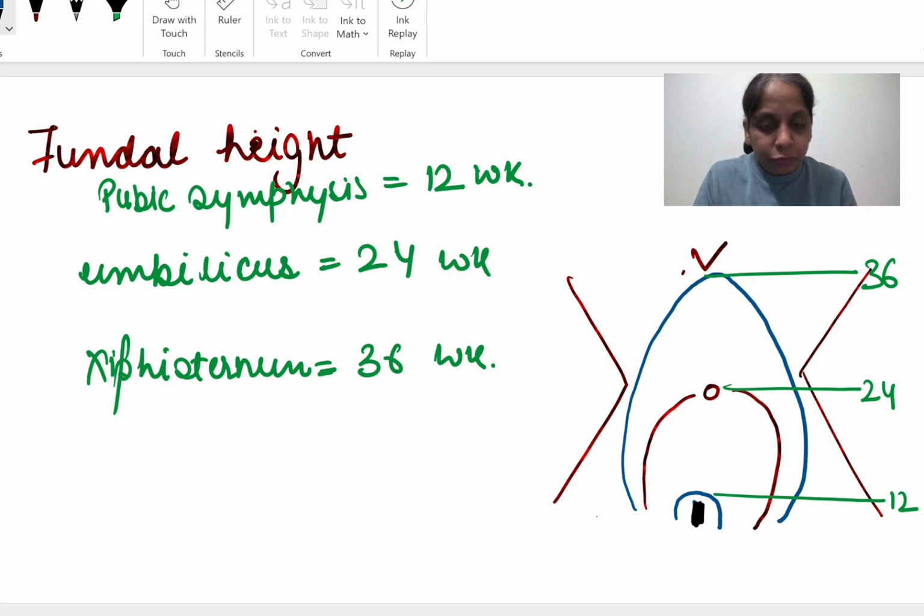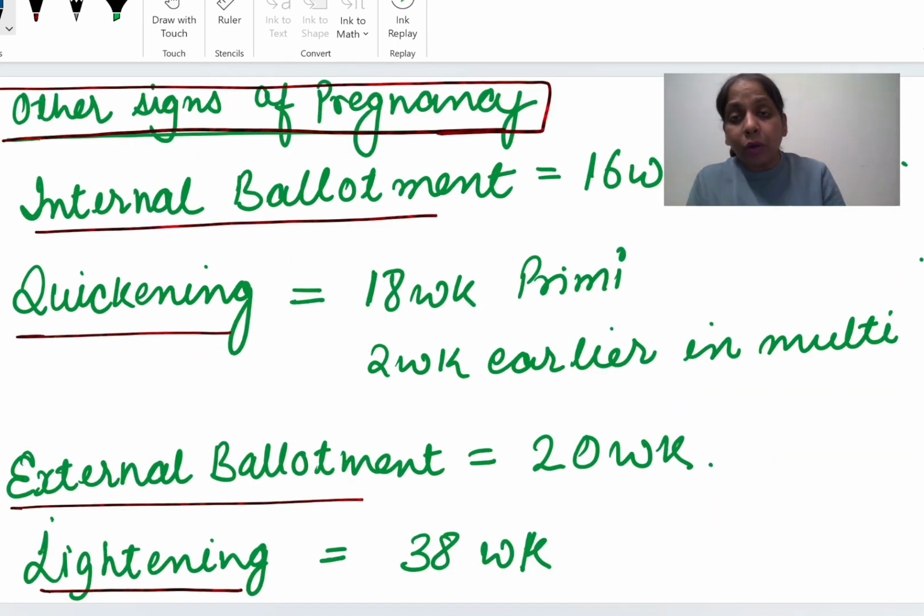Now let's move to the next slide. Now, in the other signs of pregnancy, you all know there are some signs of pregnancy. We will discuss it again.